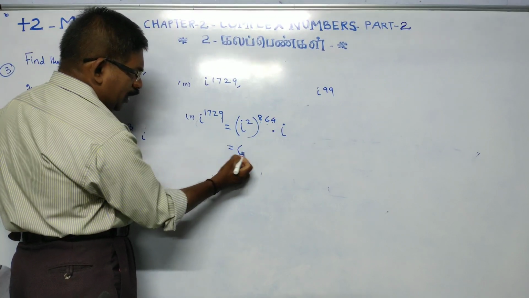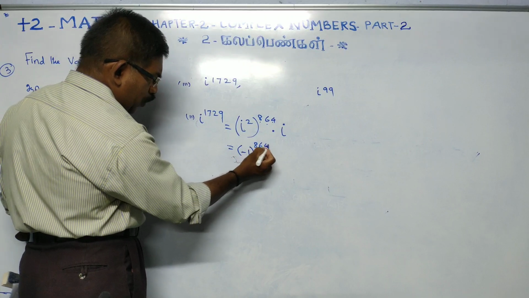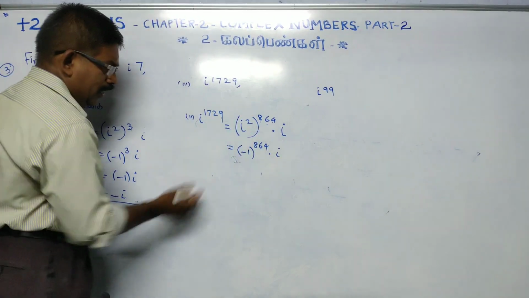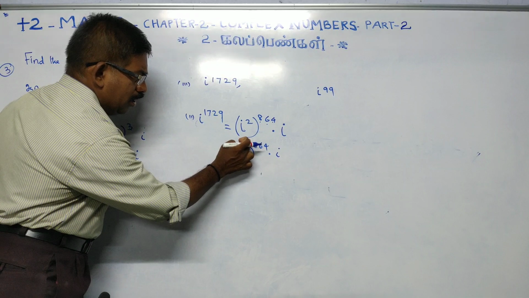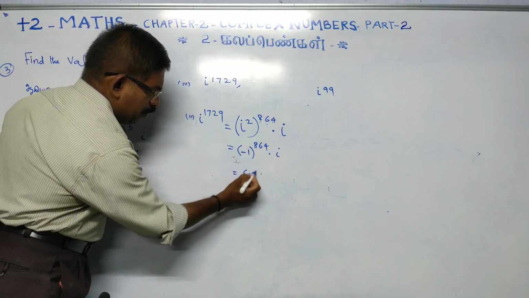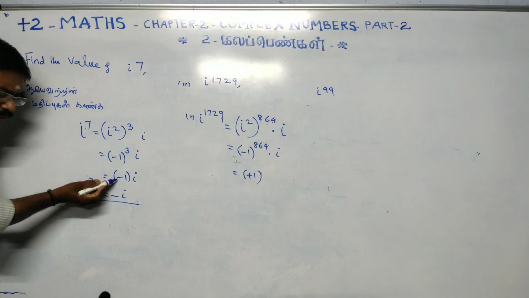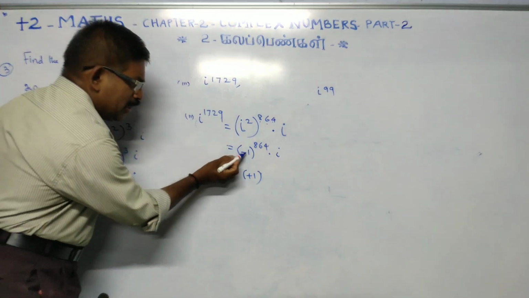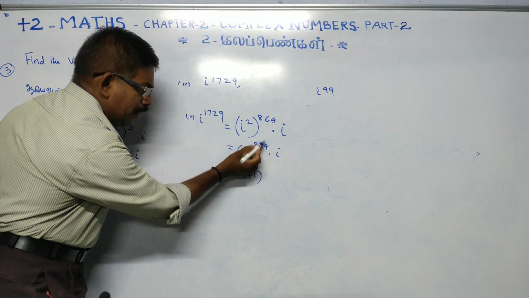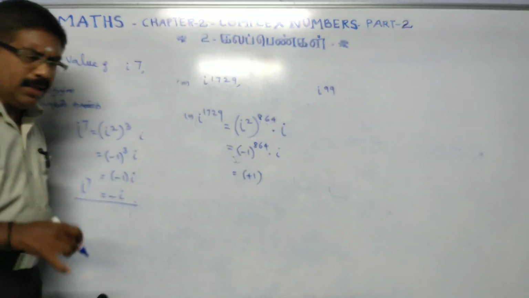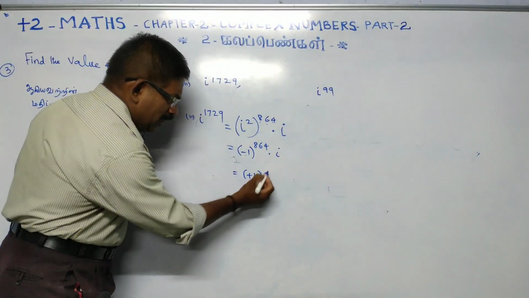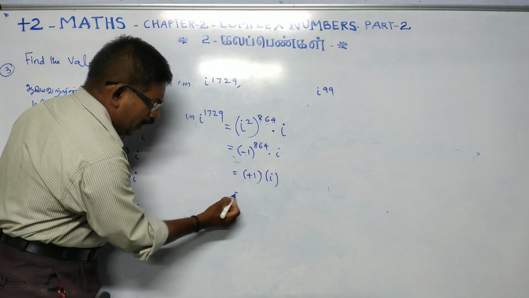The value of i square is minus 1, power 864, into i. Minus 1 power an even number. When an even number comes, it becomes positive, plus 1. Minus 1 power an odd number comes, the value is minus 1. Minus 1 power an even number, the power term is even, the value is plus 1 into i. 1 into i equals i.